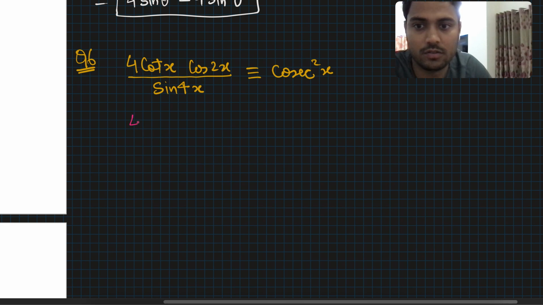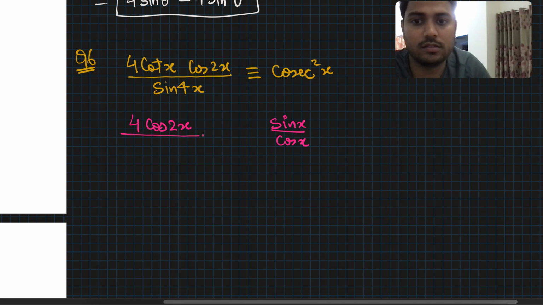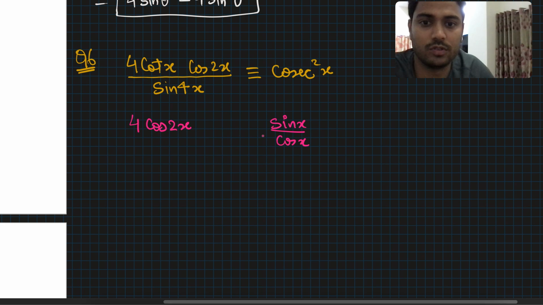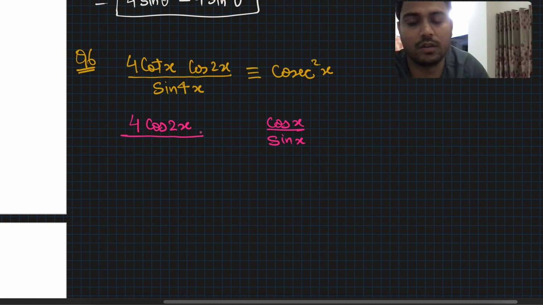Can we write it as 4 cos 2x, and cot x can be written as cos x over sin x. So I'm just writing cot x over here, multiplied by cos x over sin x, and everything. And what we have in the denominator, sin 4x, we have the expansion of sin 2x, right?